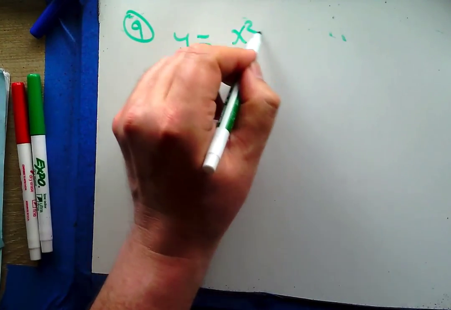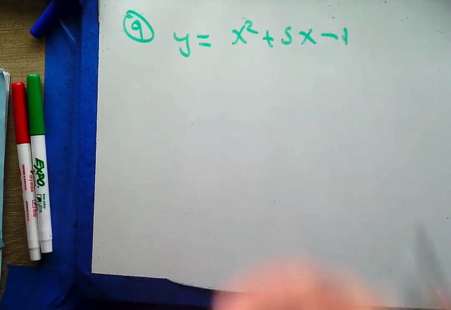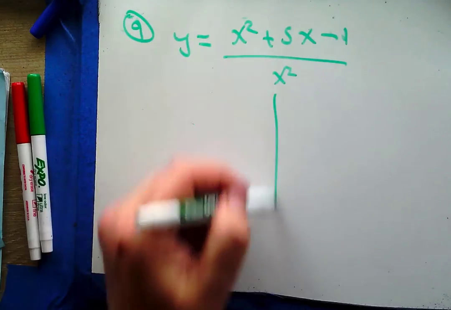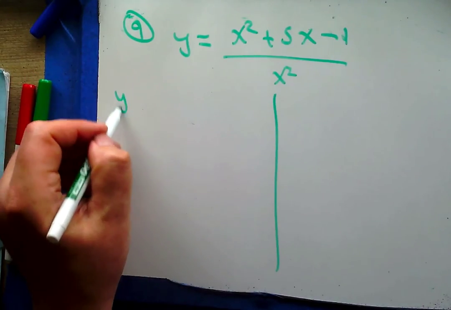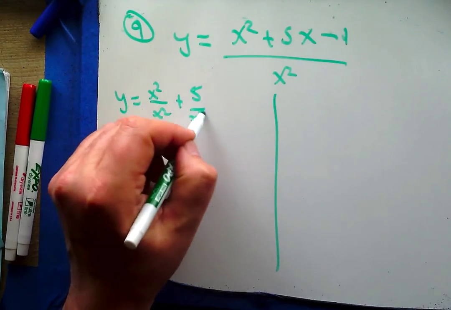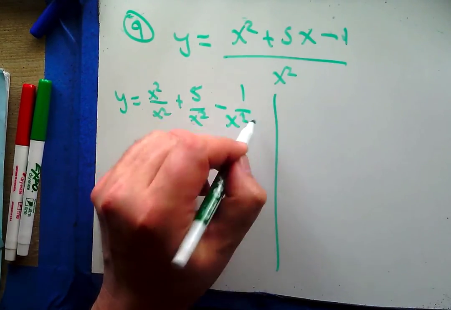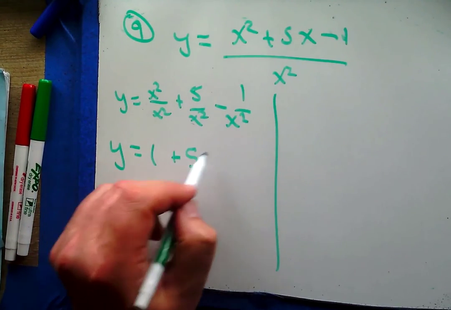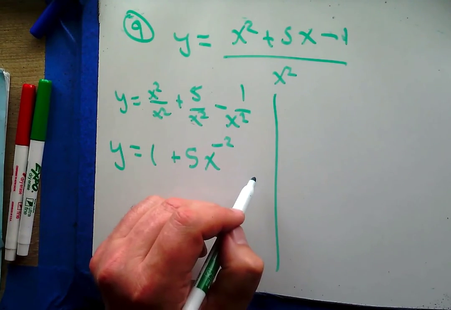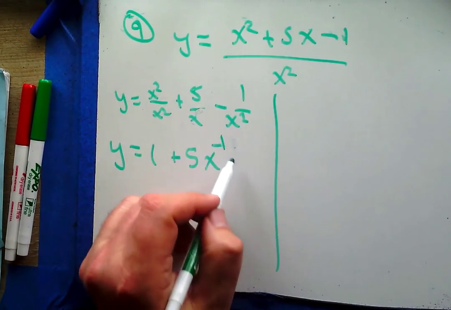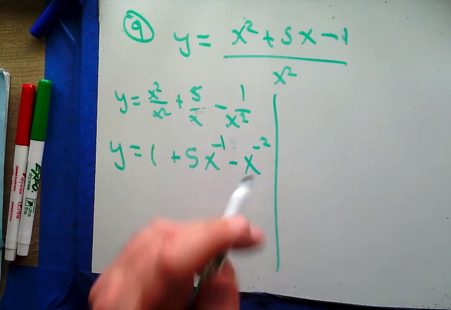Problem 9 says y equals x squared plus 5x minus 1, all over x squared. I'm seriously tempted to split this into 3 fractions: x squared over x squared, plus 5x over x squared, minus 1 over x squared. And so then I get y equals 1 plus 5x to the minus 1 (there's an x on top, x squared on the bottom), so I have minus 1 minus x to the minus 2.